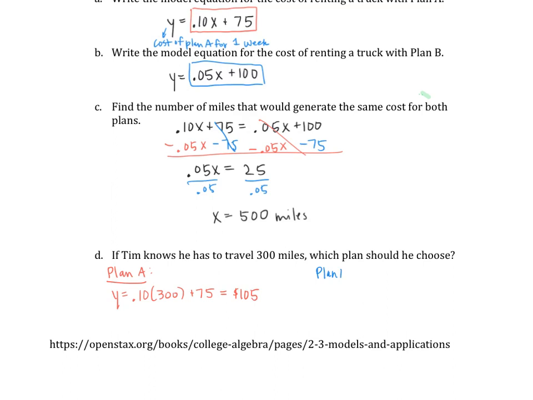Plan B: y equals 0.05 times 300 plus 100. So 5 cents a mile times 300 is $15, plus 100, that'll be $115. So assuming Tim wants to save money, he would pick Plan A.